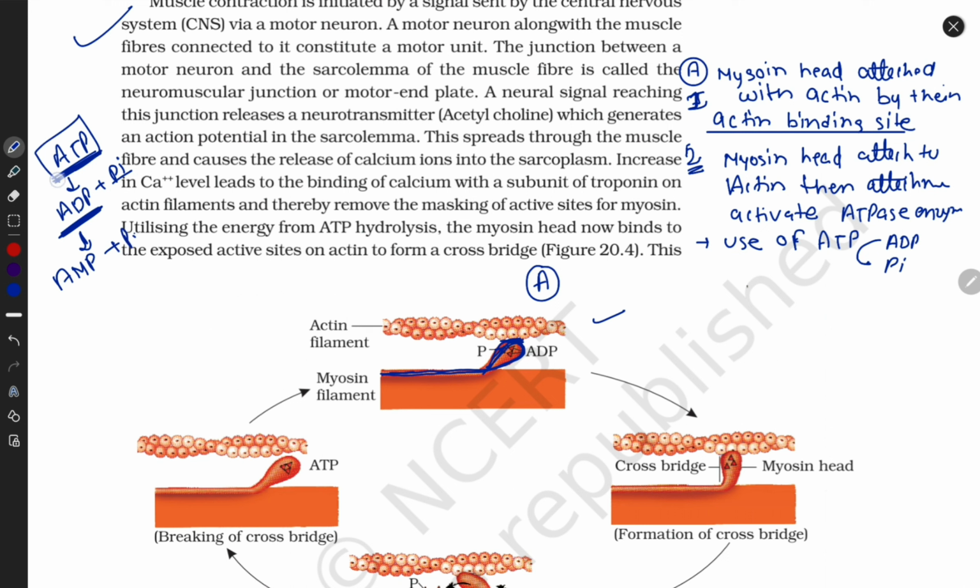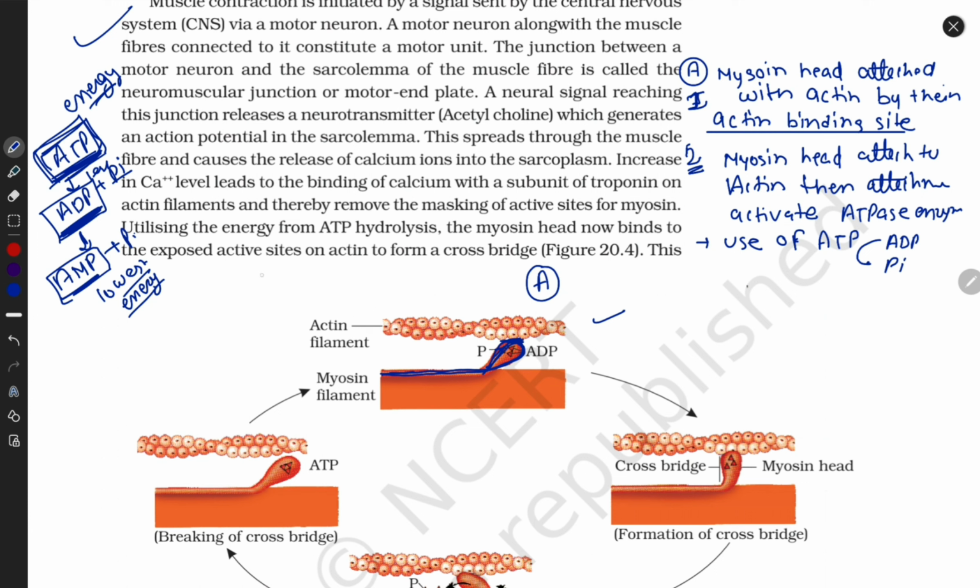What is ATP? Adenosine triphosphate. What is ADP? Adenosine diphosphate. What is AMP? Adenosine monophosphate. This is the energetic form, this is the less energy form, and this is the lowest energy form. They give energy. We require energy for muscle movement. Clear, guys? We require energy.